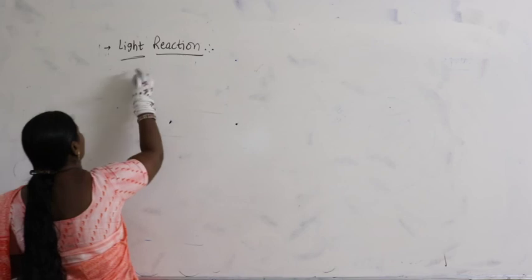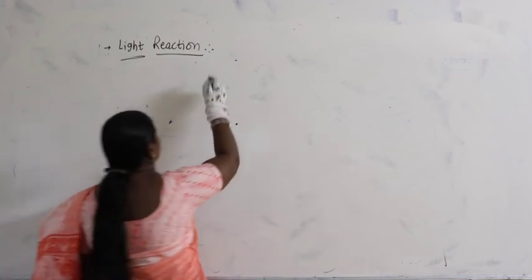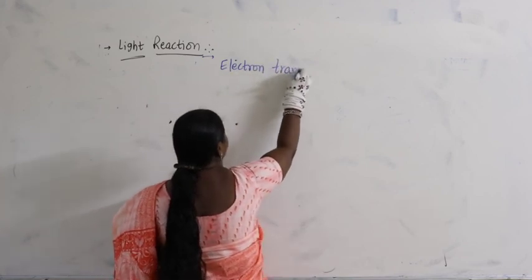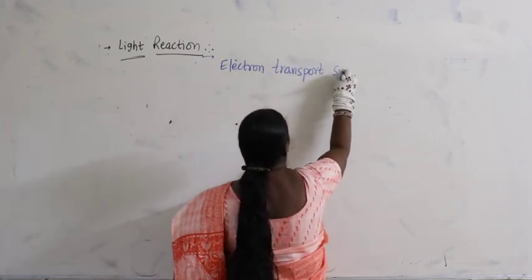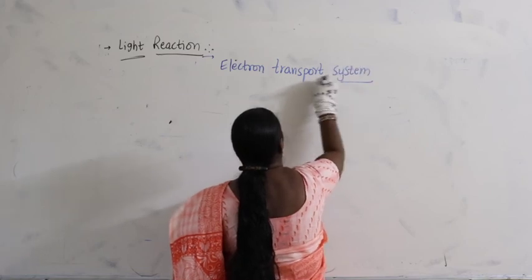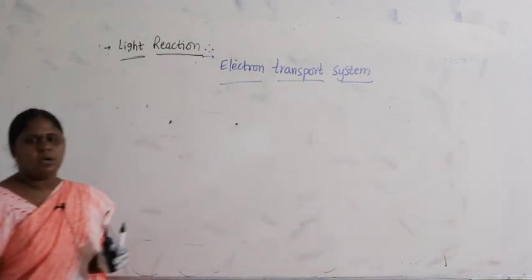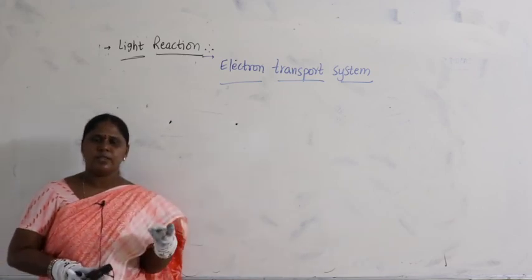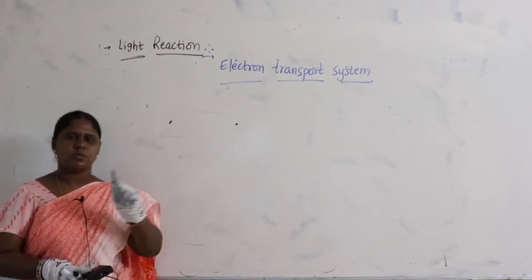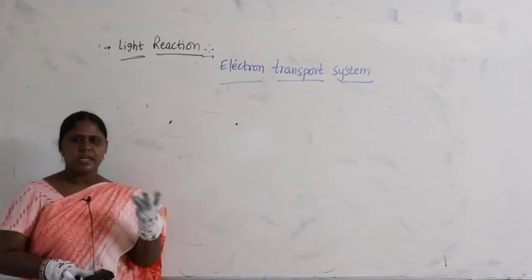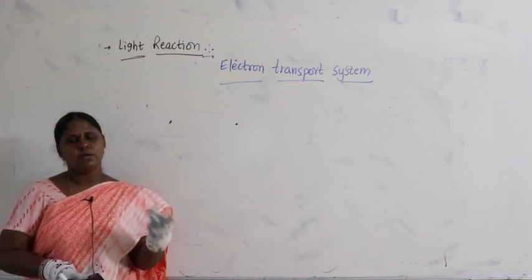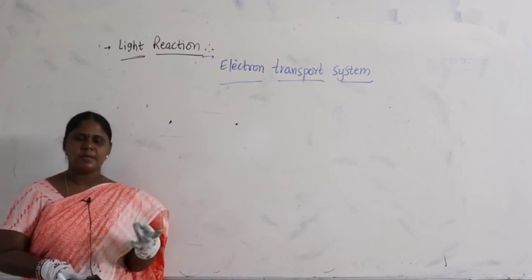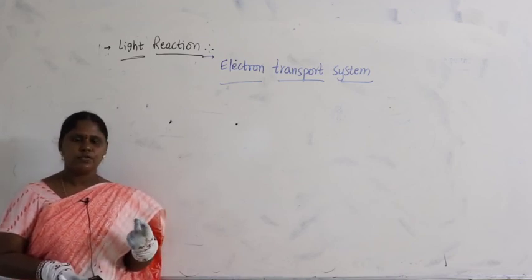So here, in light reaction, let us discuss the electron transport system. What are the steps in light reaction we are discussing? First is absorption of light, with that we can categorize photosystem 1 and photosystem 2. Second step is photolysis, the splitting of water. Splitting of water causes the release of oxygen, which is the third step.